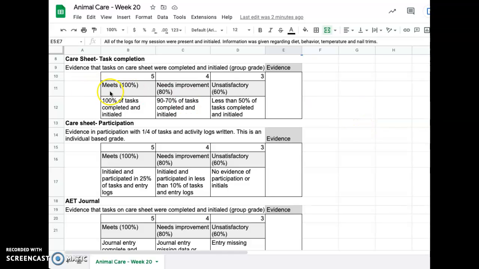But we do need to make sure that we're holding all of our group members accountable. And that does not mean that you are initialing for a group member. All right, so that's your task completion.